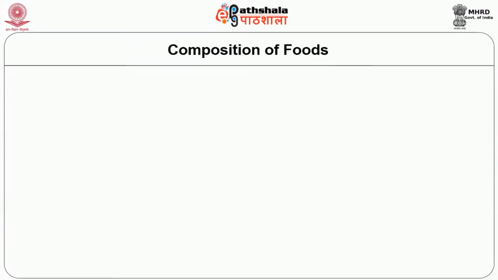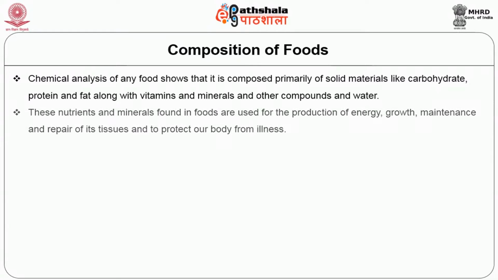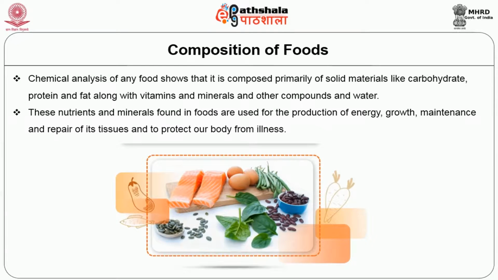Now we will see the composition of foods. Chemical analysis of any food shows that it is composed primarily of solid materials like carbohydrates, protein and fat along with vitamins and minerals and other compounds and water. These nutrients and minerals found in food are used for production of energy, growth, maintenance and repair of tissue and to protect our body from illness.